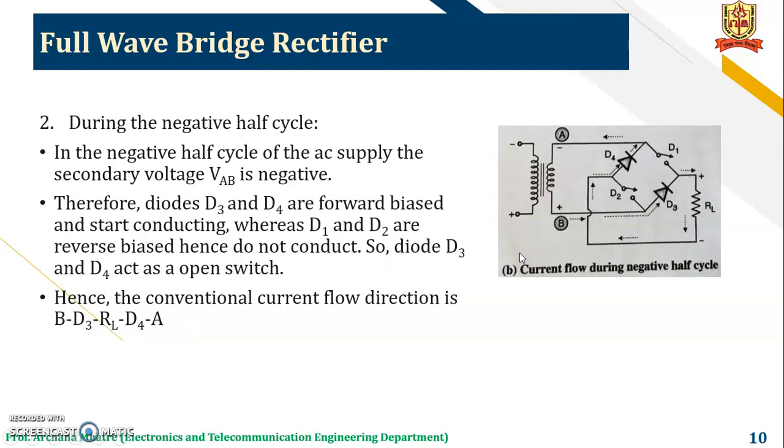Now next, operation during the negative half cycle. In the negative half cycle, the AC supply secondary voltage VAB is negative. So diodes D3, D4 are forward biased and diodes D1, D2 are reverse biased. Hence the conventional current flow direction is from B to D3 to RL to D4 and A. Here diodes D1 and D2 act as an open switch.